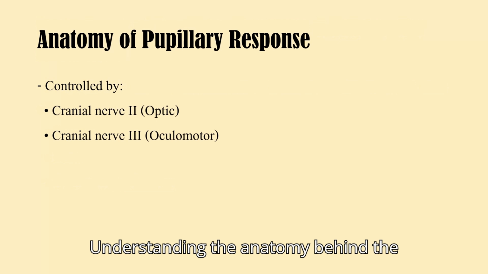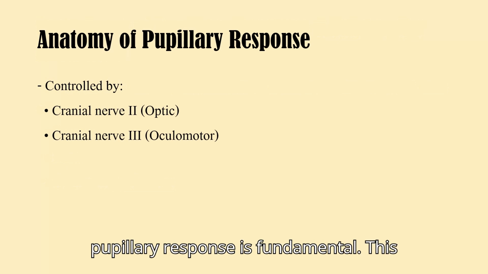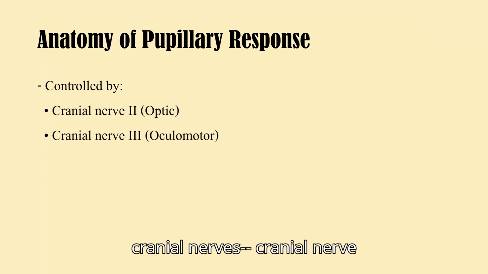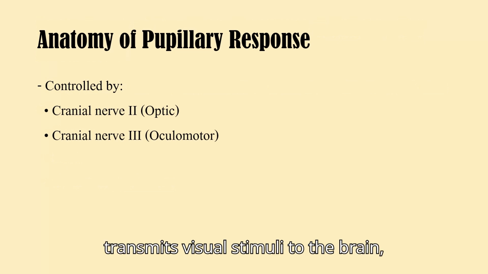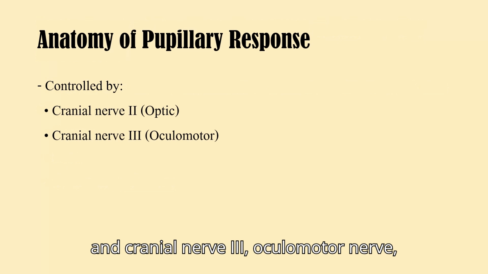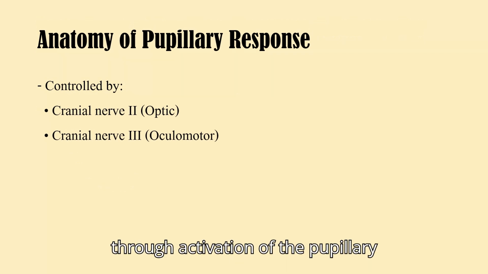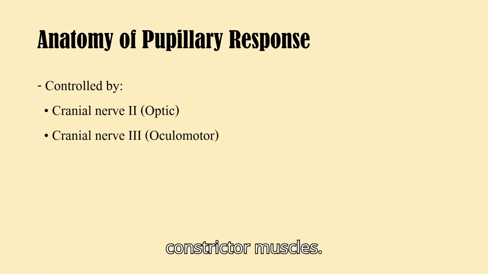Understanding the anatomy behind the pupillary response is fundamental. This process is regulated primarily by two cranial nerves. Cranial nerve 2, the optic nerve, which transmits visual stimuli to the brain, and cranial nerve 3, the oculomotor nerve, which controls the pupil's constriction through activation of the pupillary constrictor muscles.